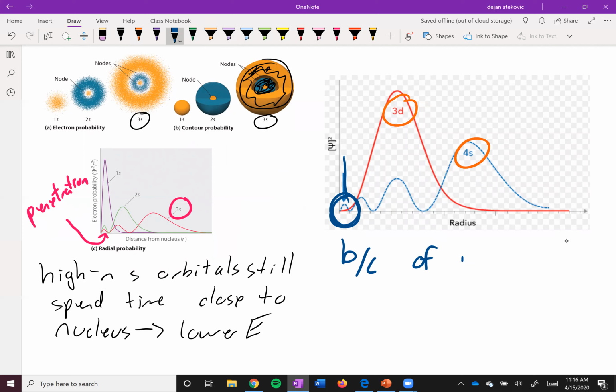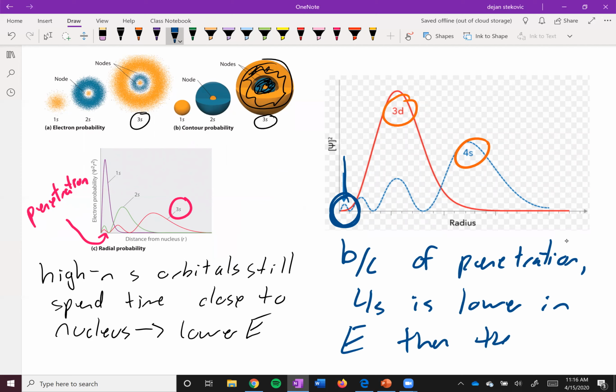So because of penetration, the 4s is lower in energy than the 3d orbital. But again, if we just use our periodic table, it's not an issue. Just read the periodic table like a book, left to right, line by line, and then remember in D block, you're n minus 1.